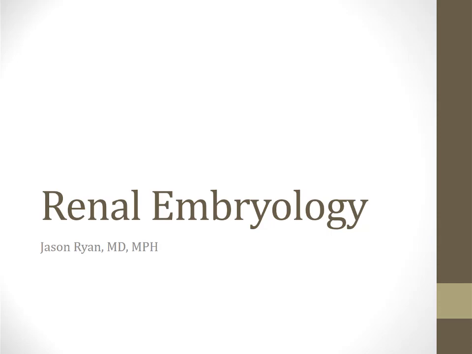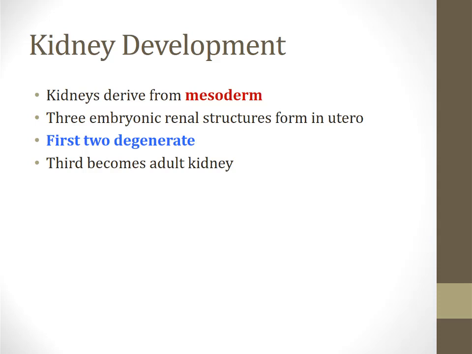Hi everybody, and welcome to our module on renal embryology. In terms of germ layers, the kidneys are derived in utero from the mesodermal germ layer, and what you have to understand about kidney development in utero is that 3 embryonic renal structures form, but the first 2 degenerate and the third one goes on to become the adult kidney.